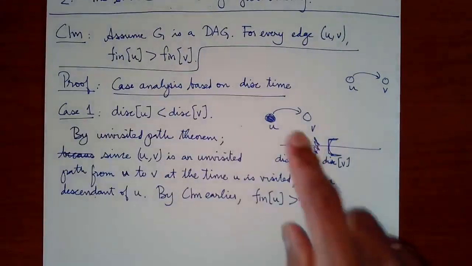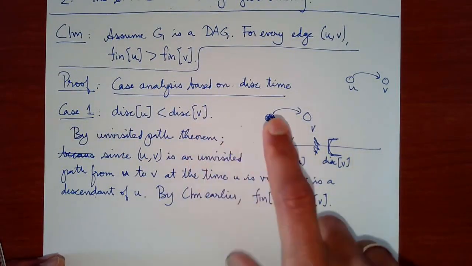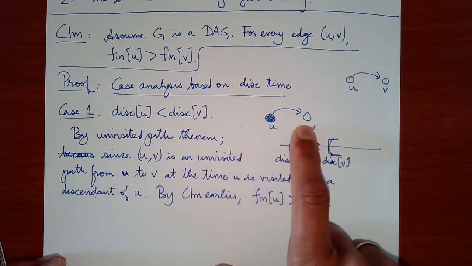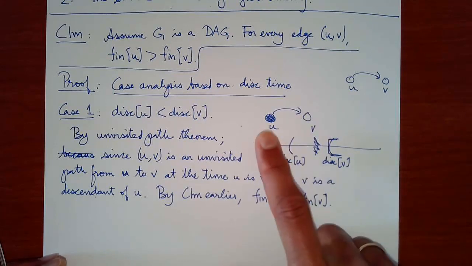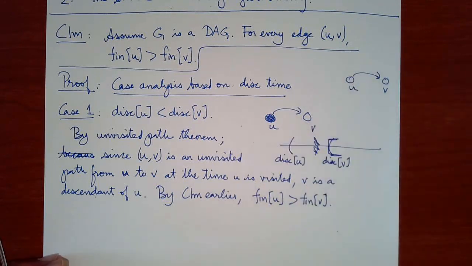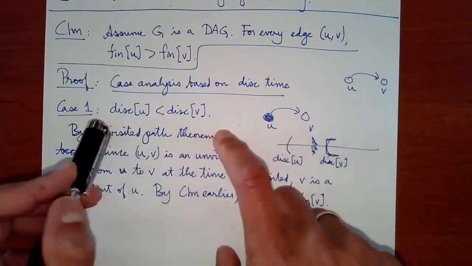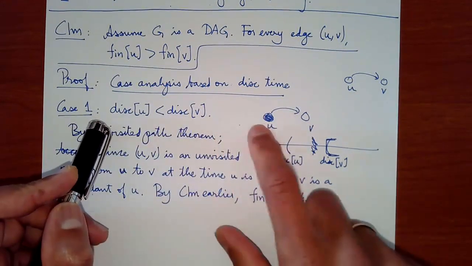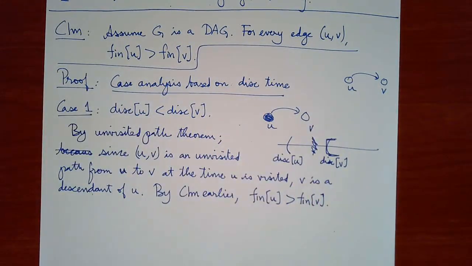So at the time U is visited, because the discovery of U is less than the discovery of V, when U is discovered, V is unvisited. And so this is now a path of unvisited vertices from U to V. So by the unvisited path theorem, V is a descendant of U, and therefore it holds. But you use the case assumption. That's why this is an unvisited path, because the discovery of U is less than the discovery of V.